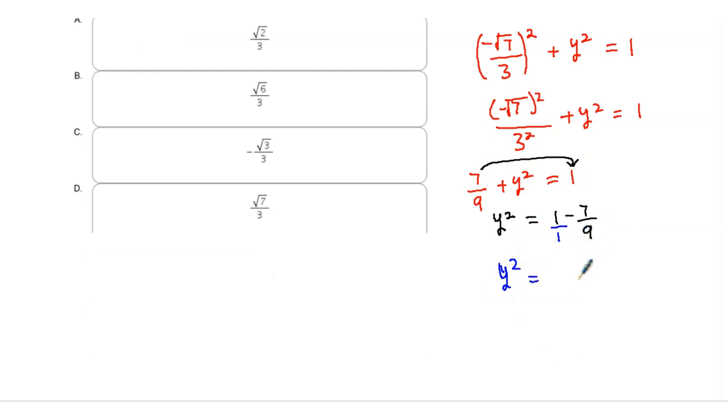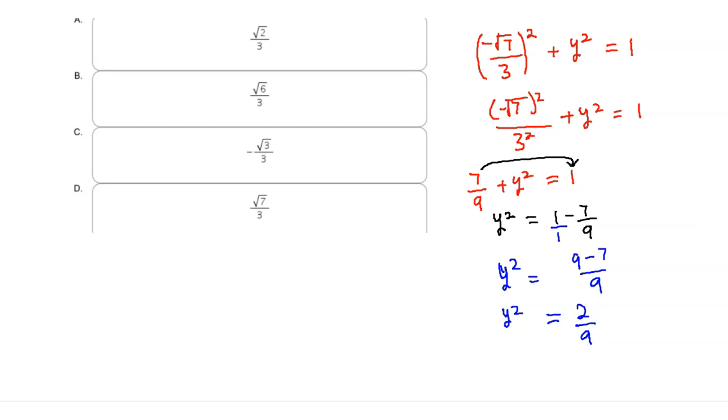So you multiply the denominator, which is 9. Cross multiply, you get 9. You bring your opposing sign and then you cross multiply, you get 7. Y squared is equal to 9 minus 7, which is 2. And here, they want us to find y, not y squared.